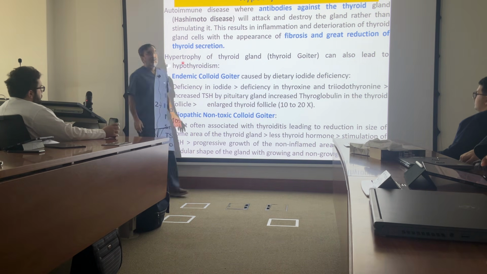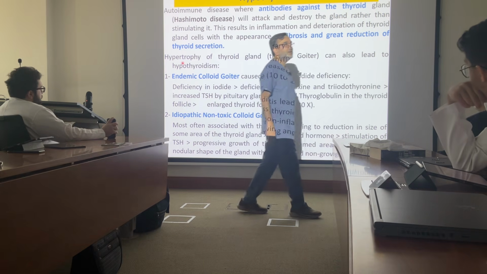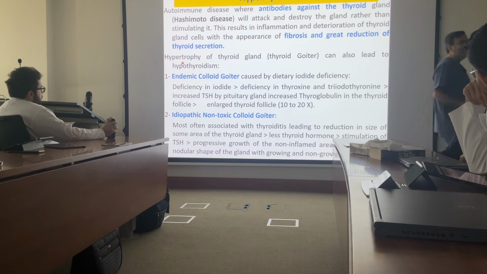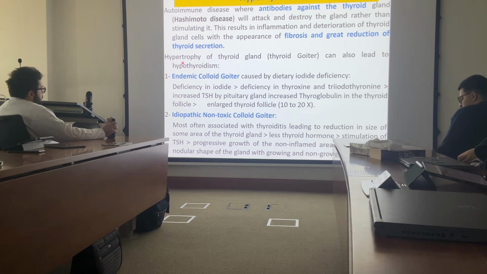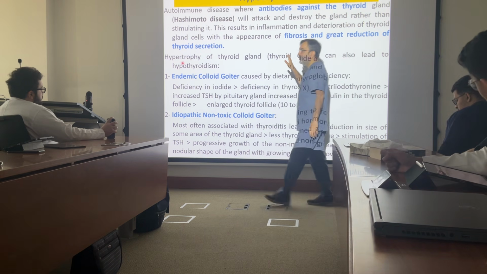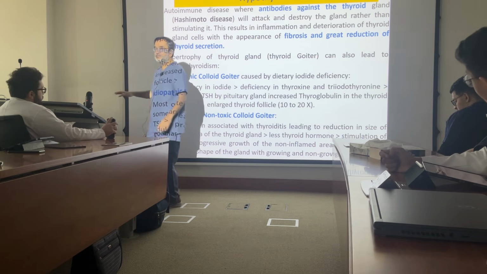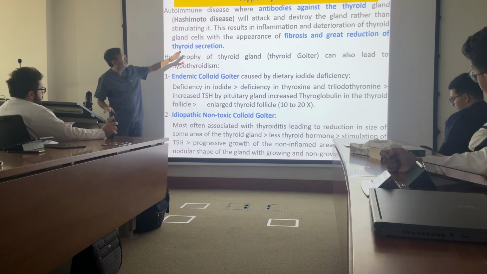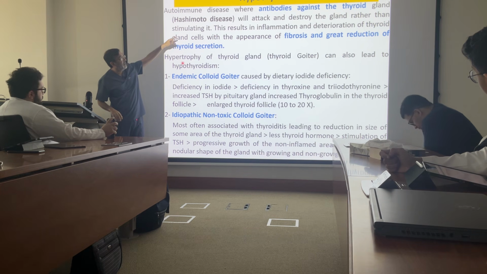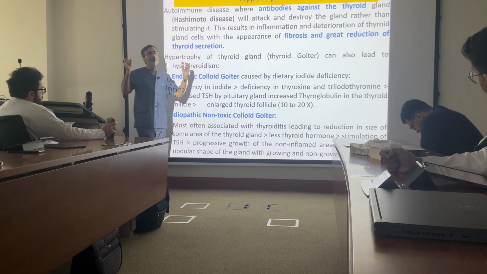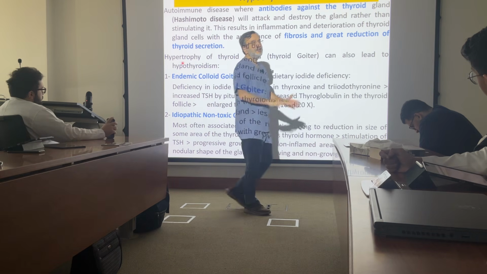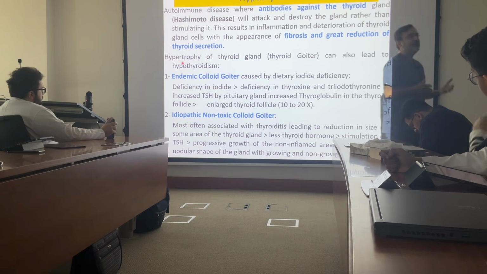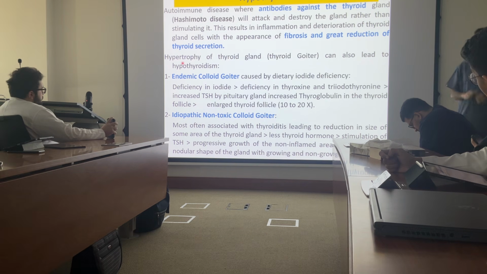Now hypothyroidism can also happen because of an autoimmune disease. In this autoimmune disease, there are antibodies against the thyroid follicular cells, and they are going to destroy the thyroid follicular cells. This autoimmune disease, which happens in hypothyroidism, is called Hashimoto's thyroiditis, where the antibodies basically attack the thyroid gland and destroy the thyroid follicles, changing into a fibrous tissue that results in decreased levels of the thyroid hormone.